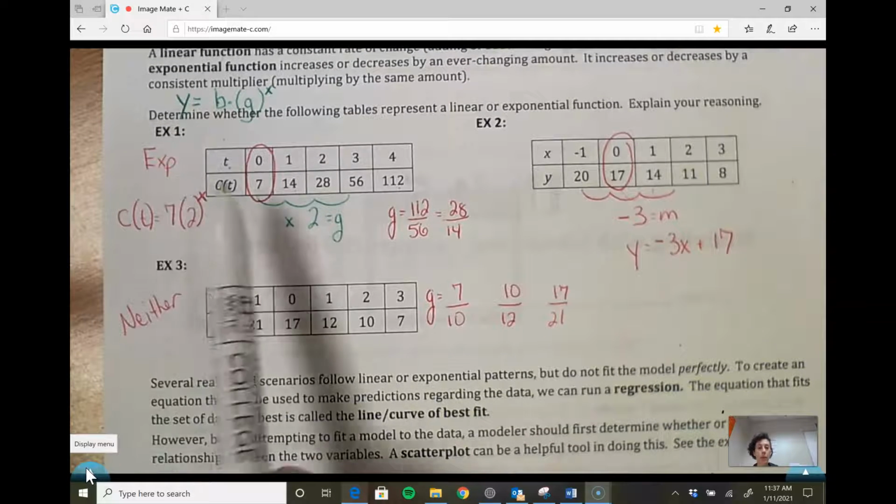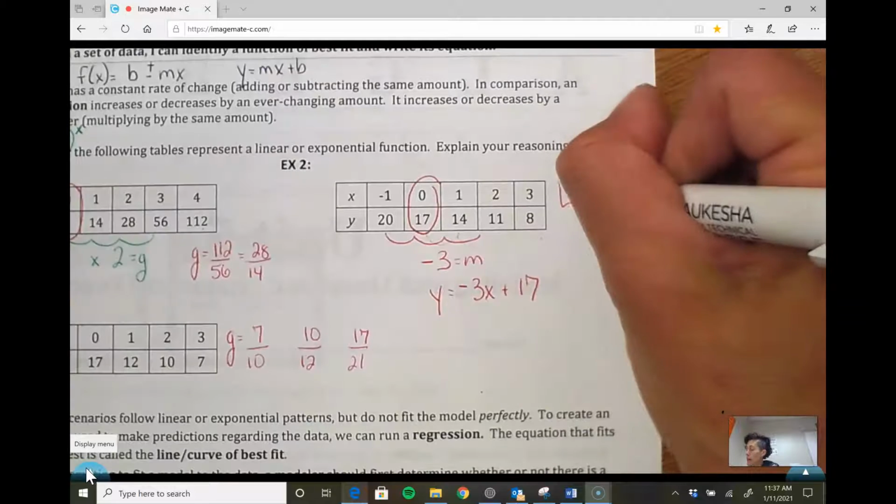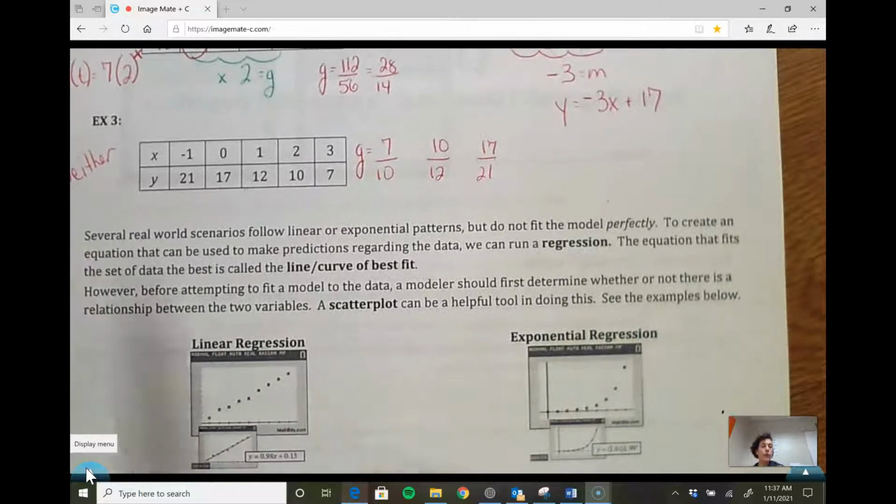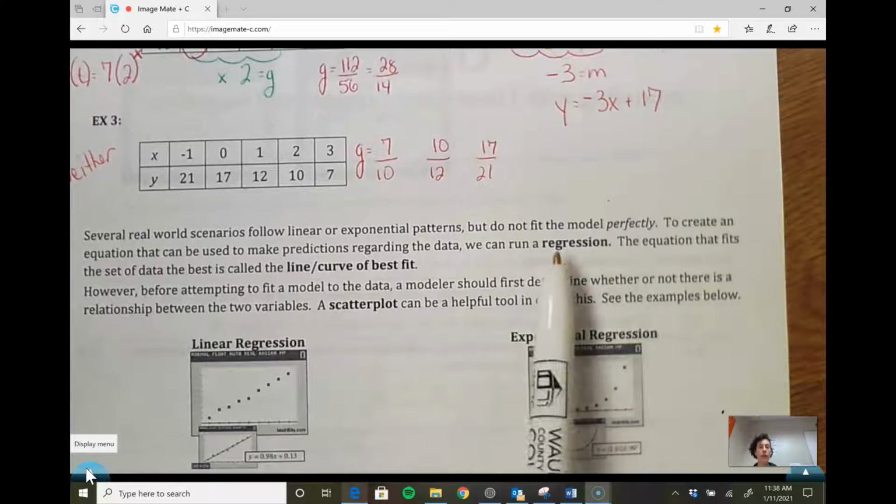What if it's not perfectly exponential, or, which I didn't write up here, perfectly linear? So here we go. Several real world scenarios follow linear or exponential patterns, but they don't fit it perfectly. So you're not going to have a perfect line or a perfect curve. So what we can do, though, is we call this an equation of best fit. And had we all had calculators, and this wasn't COVID, we would actually do all of this on your calculator. But what we do is we run something called a regression.